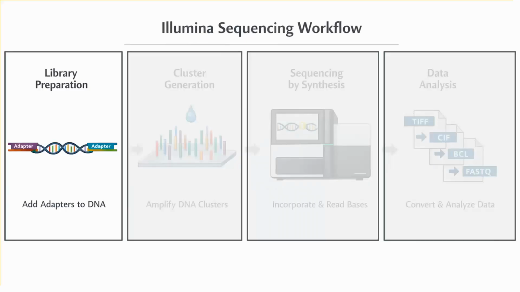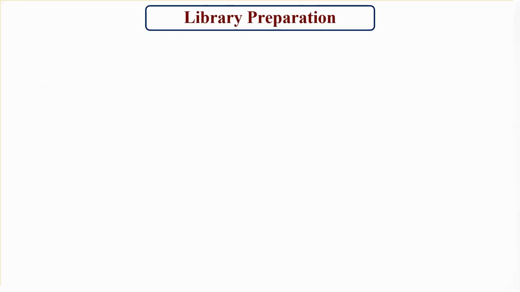First is library preparation. Library preparation is the first and one of the most critical steps in Illumina sequencing. In this step, genomic DNA is converted into a form that is compatible with the sequencing platform. Before sequencing, DNA must be prepared into a sequencing library. First, DNA extraction is performed. High quality DNA is isolated from the sample of interest.